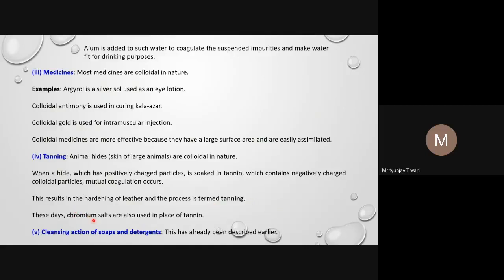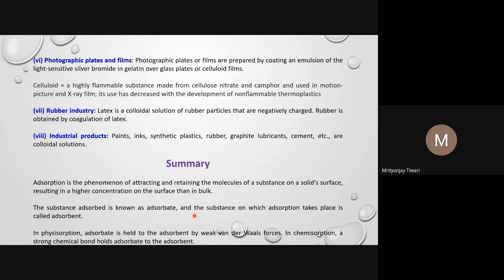And these days chromium salts are also used in place of tannin for the tanning of leather or animal hides. The cleansing action of soaps and detergents is also a colloidal behavior that we have seen. Micelle formation and other things we have already seen in great detail. Applications of colloids are also in photographic plates and films.